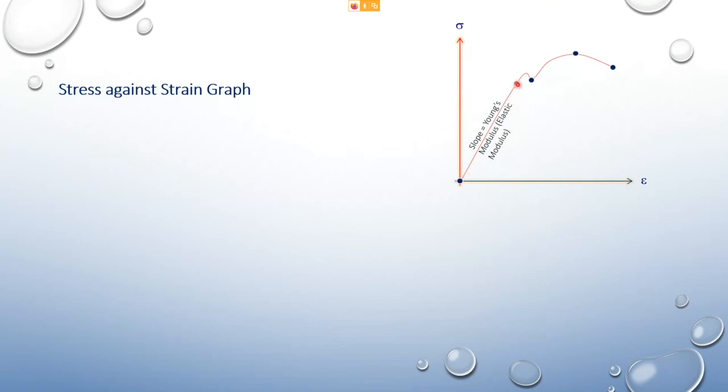Let's say you draw a straight vertical line down and a horizontal line across. To find the slope, you take the length of this vertical line divided by the length of this horizontal line. When you take this value divided by this value, you get what we call the Young's modulus, or the elastic modulus, usually denoted by the symbol uppercase E.